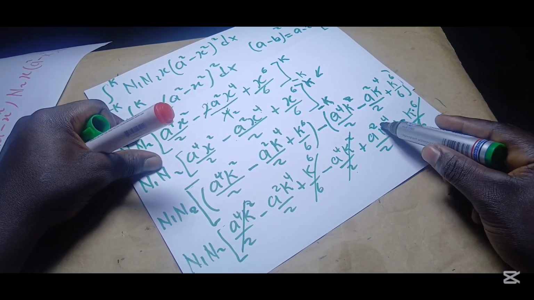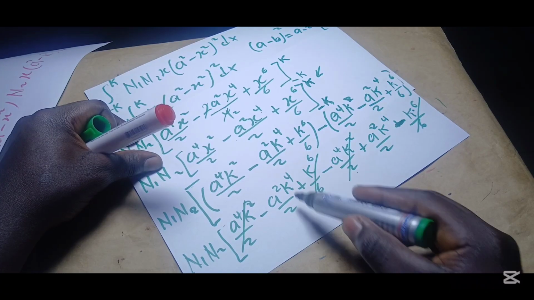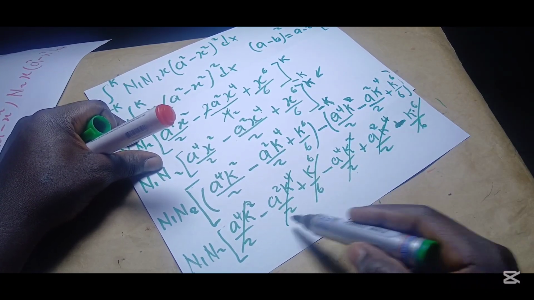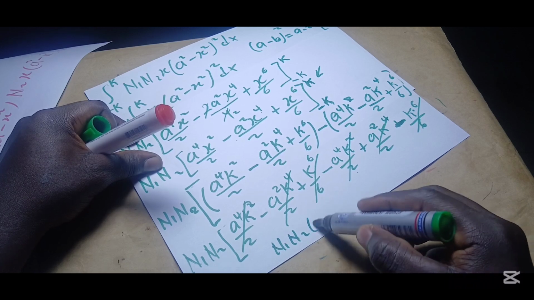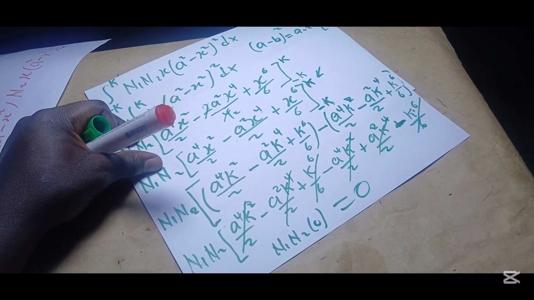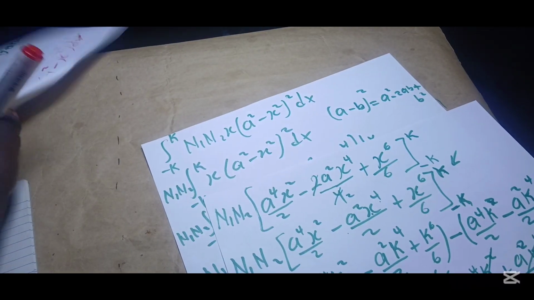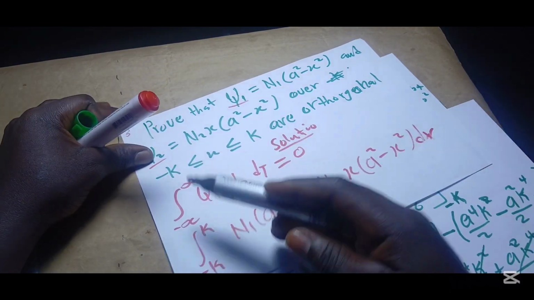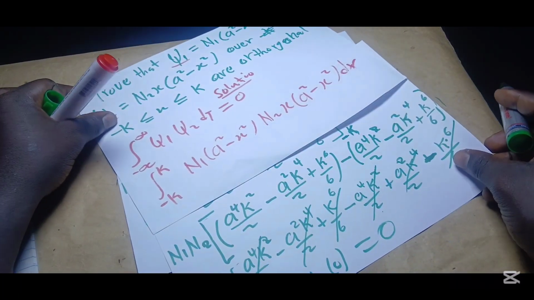So we have positive a to the power 2, k to the power 4 over 2. And we have minus a to the power 2, k to the power 4 over 2, and they will cancel out. So this term becomes (n minus 1, n2, n1) multiplied by 0, which is equal to 0. So the two wave functions, psi1 and psi2, are indeed orthogonal. So psi1 and psi2 are orthogonal to each other.